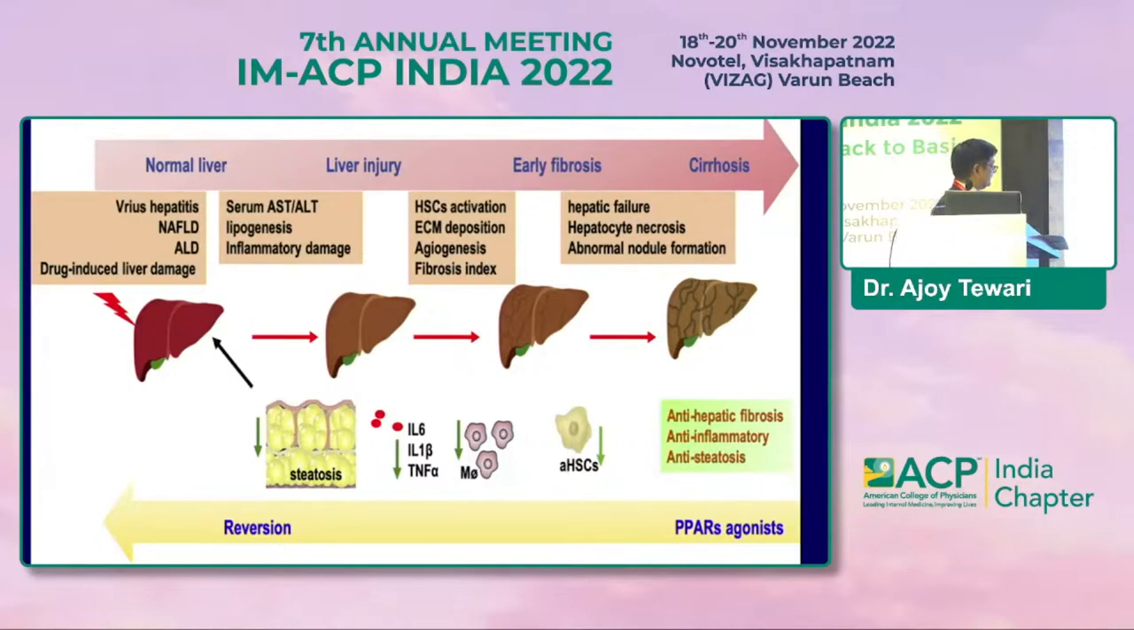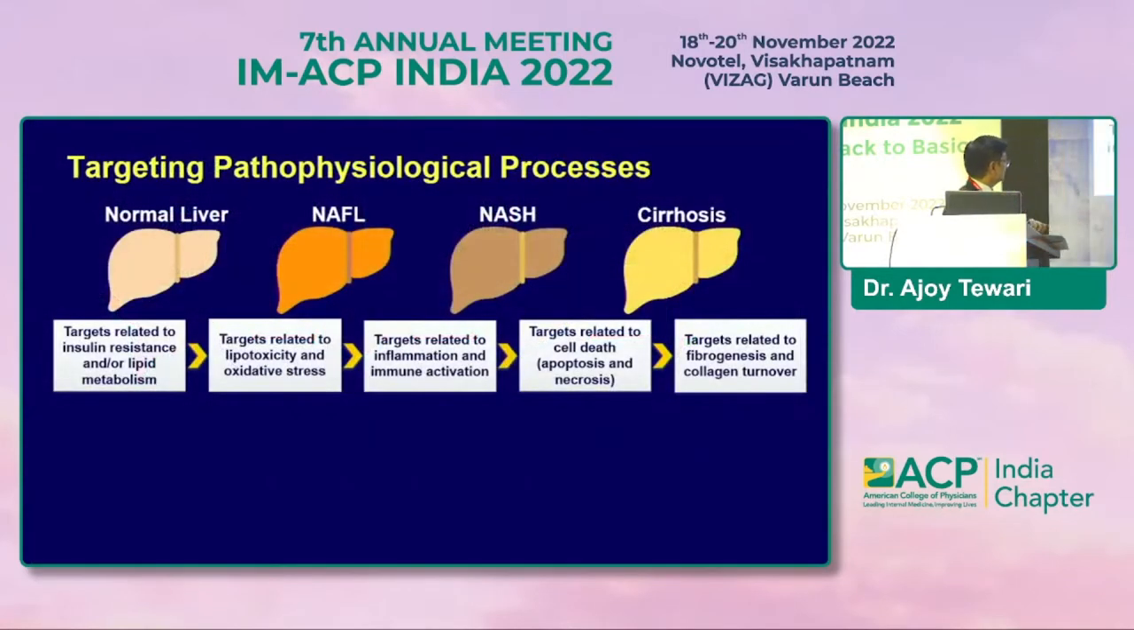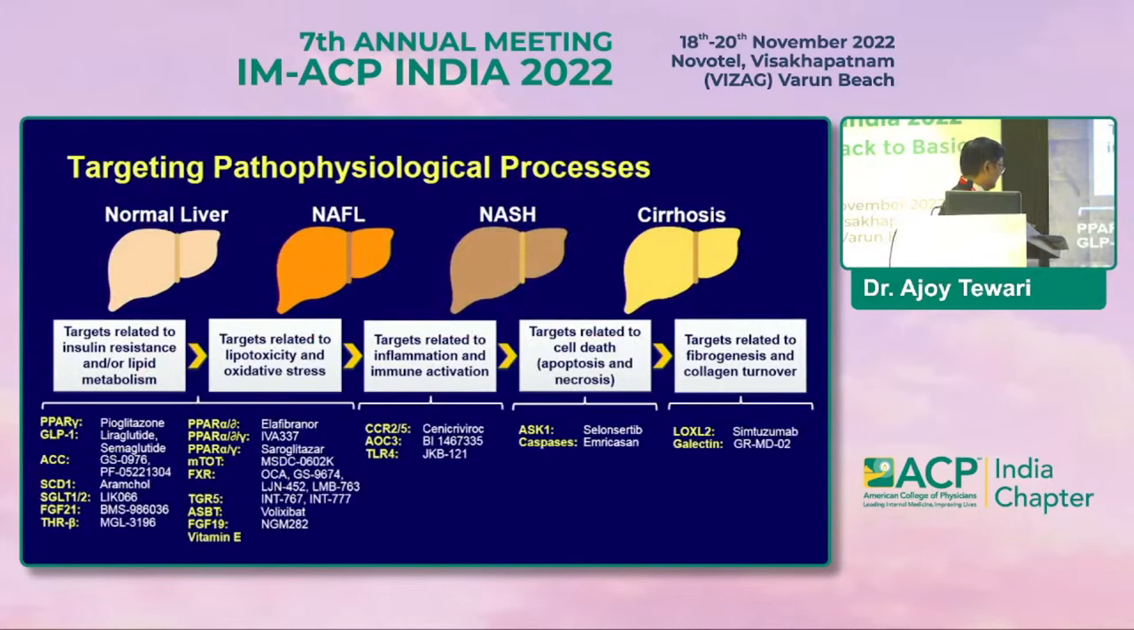Multiple things can happen. The ketosis increases, cytokines are coming in, and at the stage of NASH, the reversibility factor is lost. So now coming to what can be done to target this. If you are having targets related to insulin resistance or lipid metabolism, then we have PPAR gamma, that is pioglitazone, GLP-1, liraglutide, semaglutide, and a number of drugs are being tried to be developed.